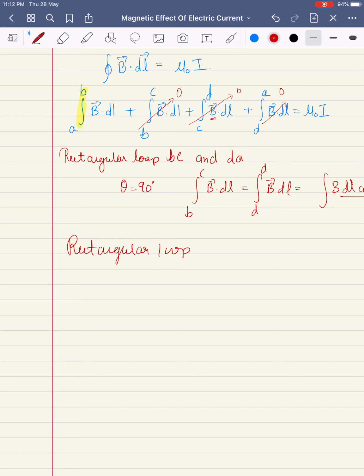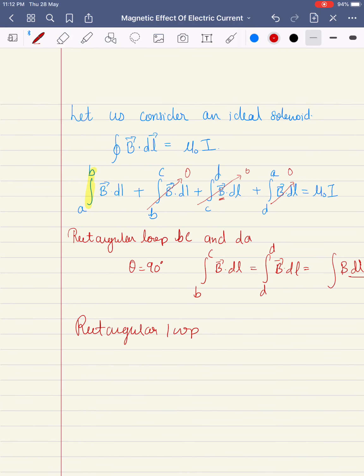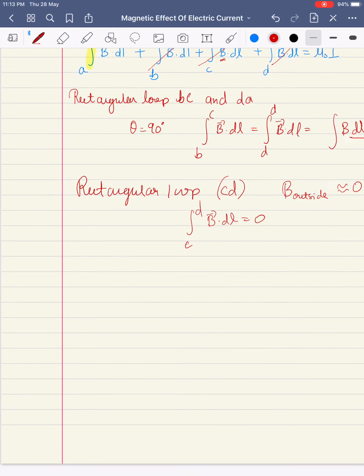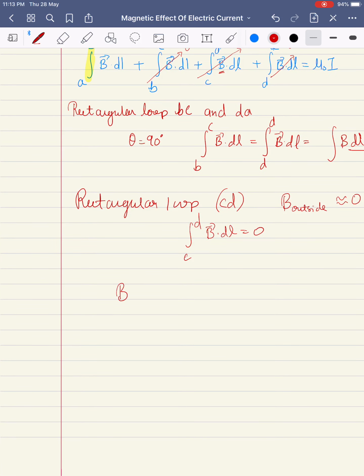Whereas when I say of the rectangular loop में जो आपका पार्ट है A B C D, so what happens in CD? Magnetic field outside is approximated to be 0. So that is why C to D, B vector dot dL will be equal to 0. Okay, so when I say integral A to B B dot dL, I can write it as B into L. What is L? L is known as the length of the loop. Okay, so B into L is equal to mu naught times I.